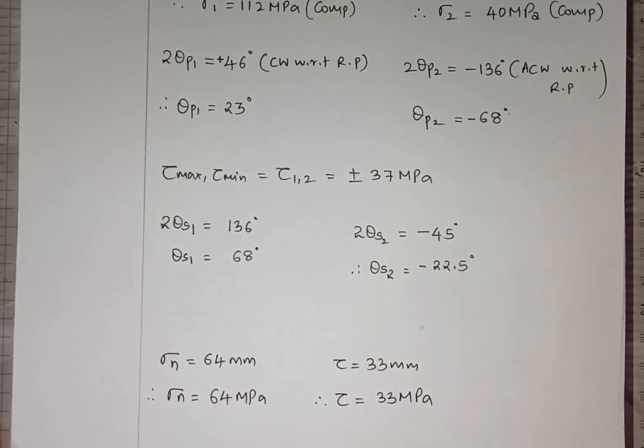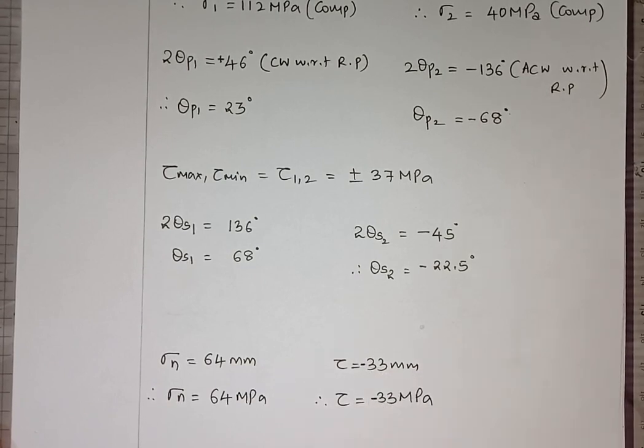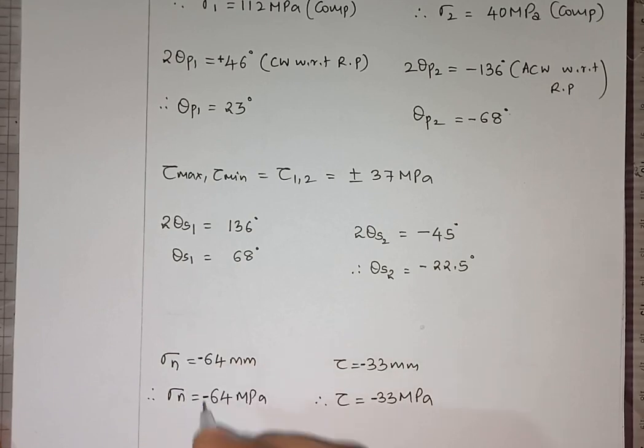If you just look at the diagram, tau comes on the negative side. That is the reason I'll take it as minus 33 MPa. You can also take a minus sign here, because it is coming below the origin. This is also negative, so it is minus 64, and here also you are getting minus 64 MPa. I am either writing it as minus or I'll mention it as compressive. Both are one and the same. So these are the things which have been asked in the problem.